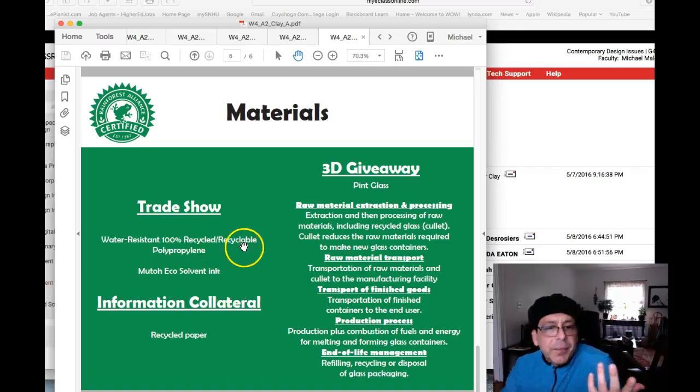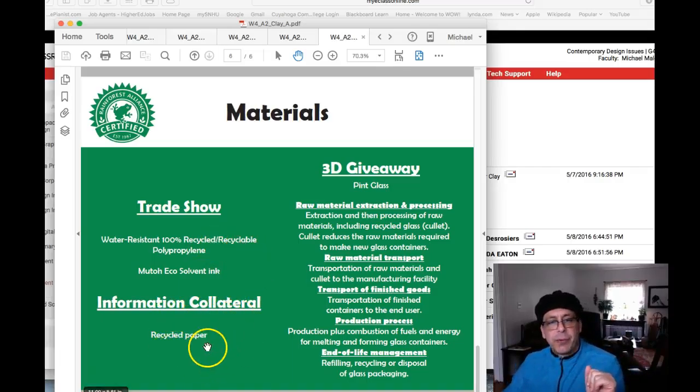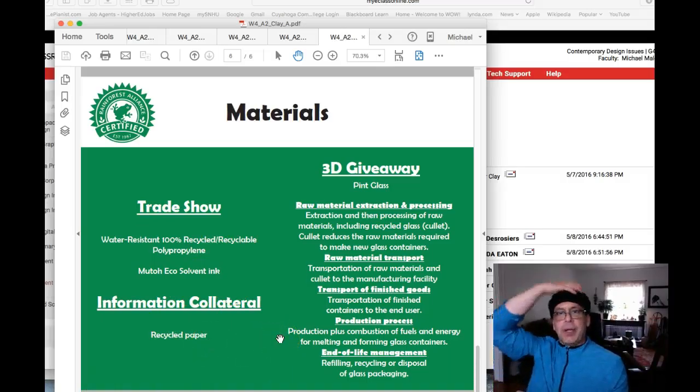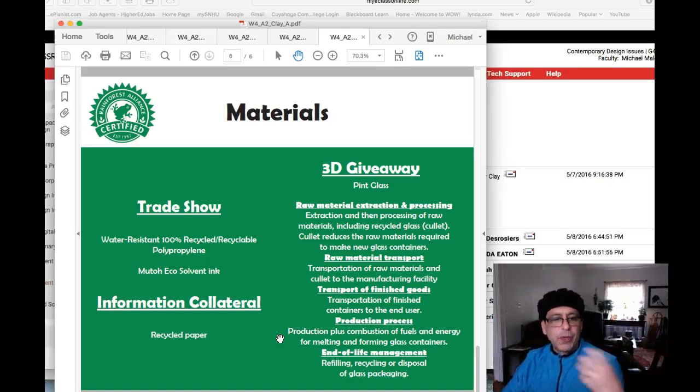Why not use cotton? For informational collateral, recycled paper. Give me some research on that. What kind of paper are you using? What company? What percentage of post-consumer goods is it? What's the carbon footprint? Give us the sustainability of that paper. Give us the life cycle analysis. That's a great way to start analyzing sustainability.